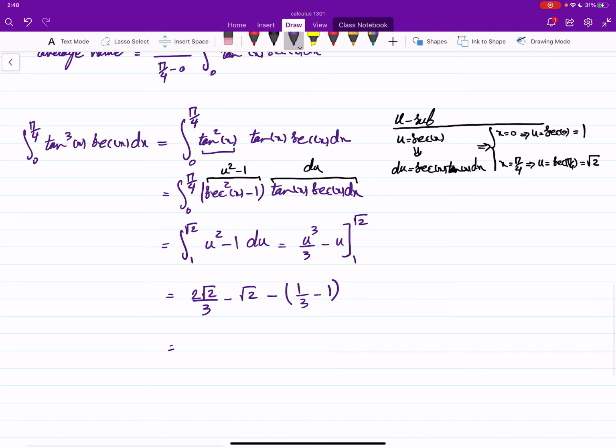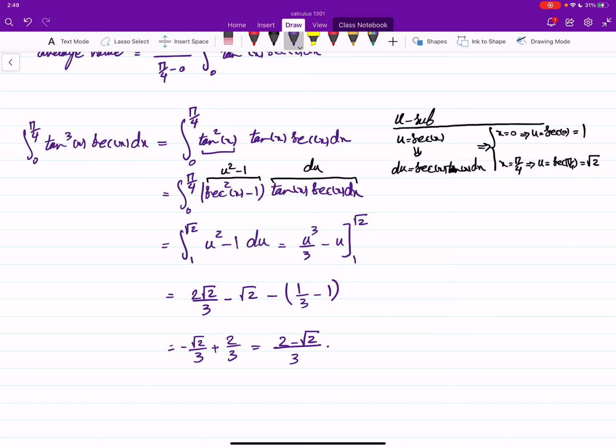So I have 2 over 3 root 2 minus 1 root 2. That will give me negative root 2 over 3. The second one is negative 2 over 3, there's a minus sign, so that will be plus 2 over 3. And I can simplify a little bit more. I can write 3 in the denominator, and that will be 2 minus root 2 over 3.